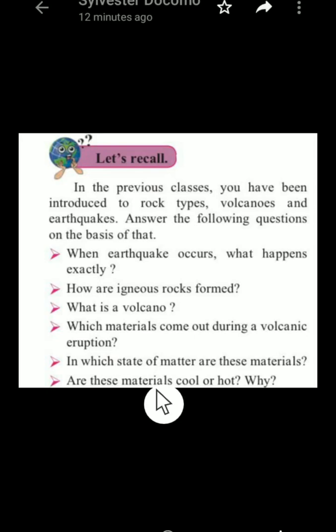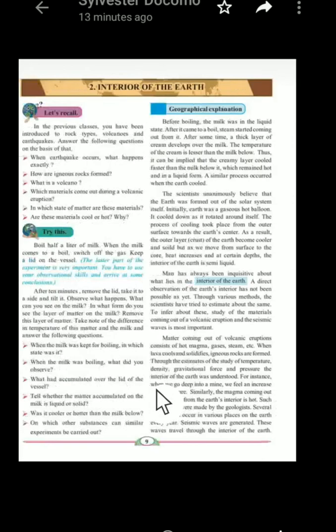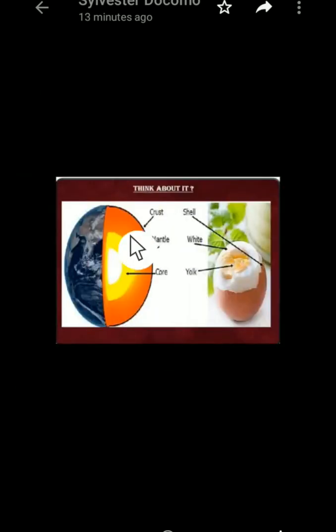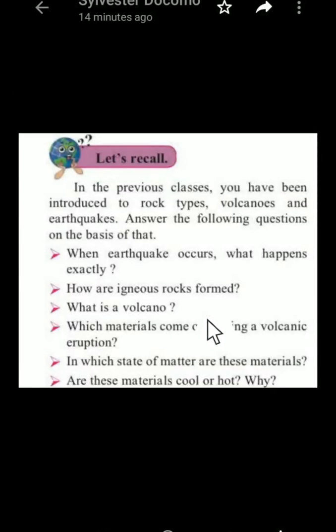And what is a volcano? You know that in the interior of the earth, as I just taught you, the core and the mantle are in the liquid state. When there is heat and pressure generated, and the crust cannot take the pressure, hot molten lava comes out of the earth's surface, and that is called a volcano, my dear students. Everybody has understood up to here?